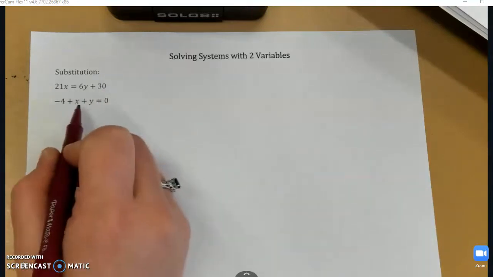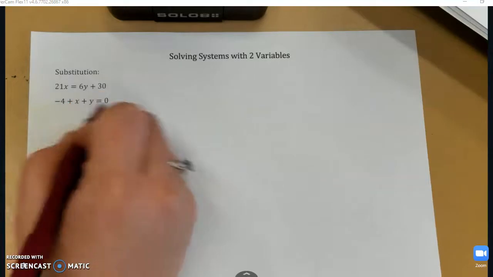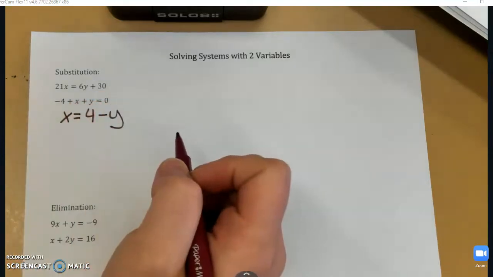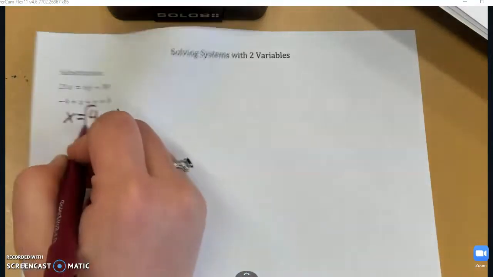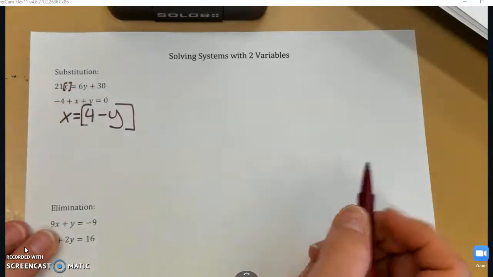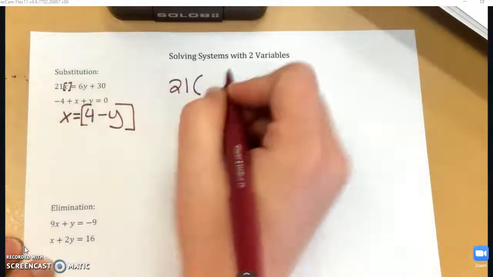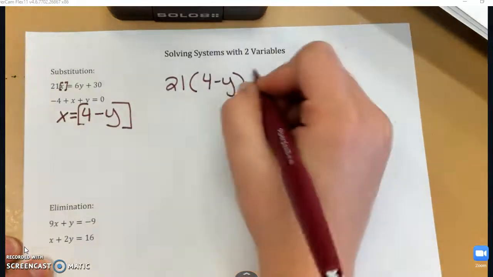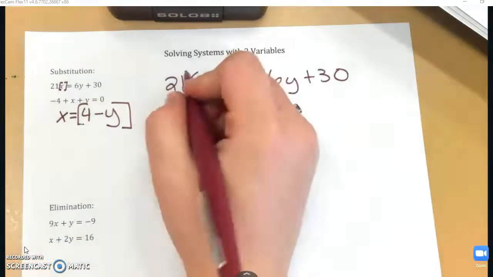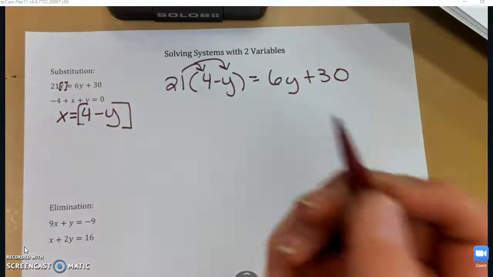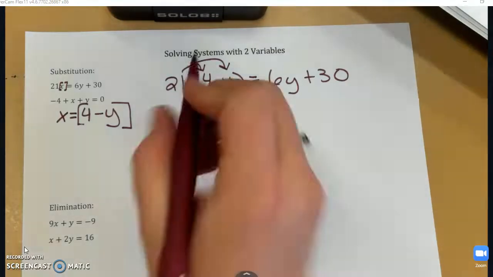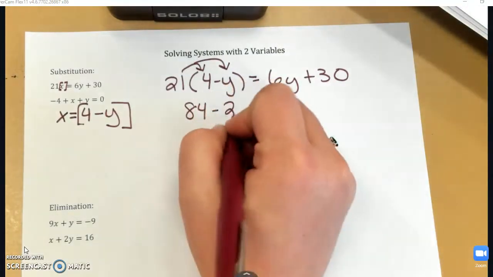So on this first equation, I just want to get x by itself. I'm going to move the 4 and the y over so that it's y minus 4 equals x. Now I'm going to substitute this expression into x in my upper equation. So that's going to be 21 times (4 minus y) equals 6y plus 30. Now I just have one variable and I'm solving using my Algebra 1 skills. 21 times 4 is 84 minus 21y.